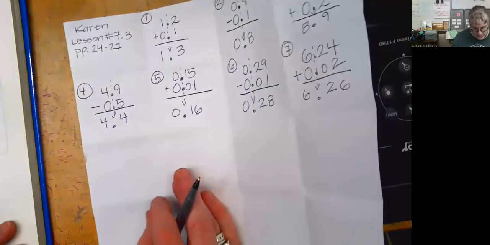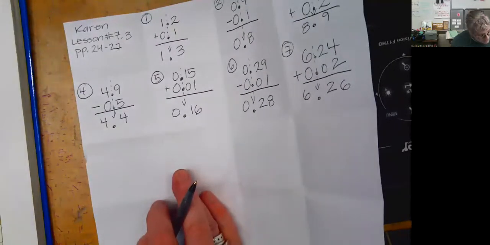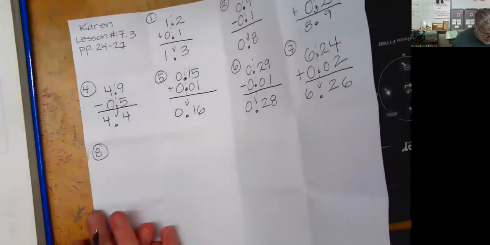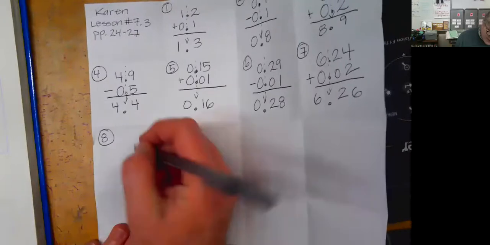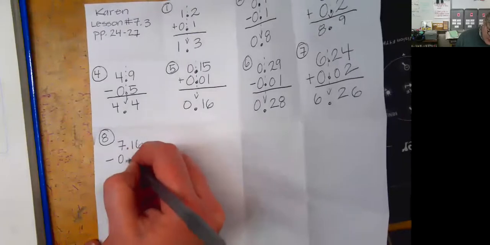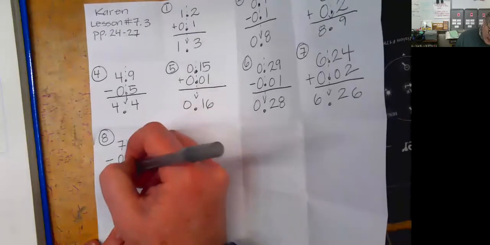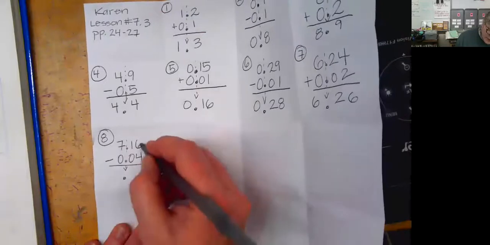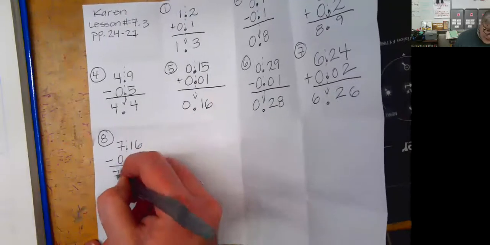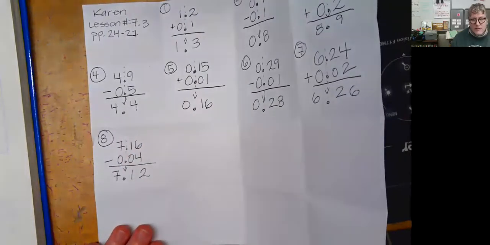Okay, and now we're zipping on over to the last one on this page, which is number 8. And it says we want 7 and 16 hundredths and we want 4 hundredths less. So again, we're lining up the decimal points. 6 minus 4 is 2. 1 minus 0 is 1. 7 minus 0 is 7. So we get 7 and 12 hundredths.